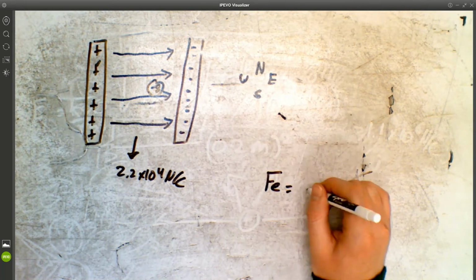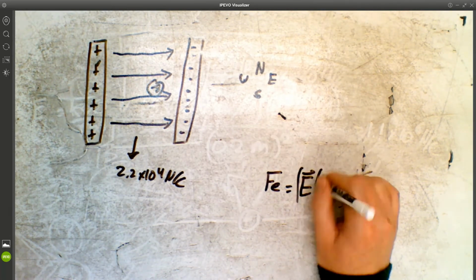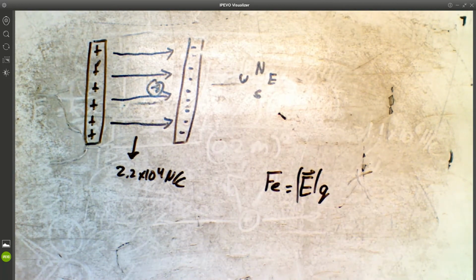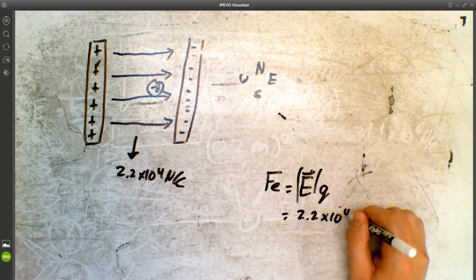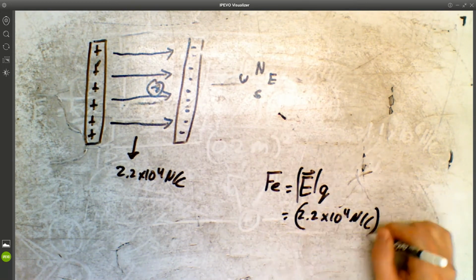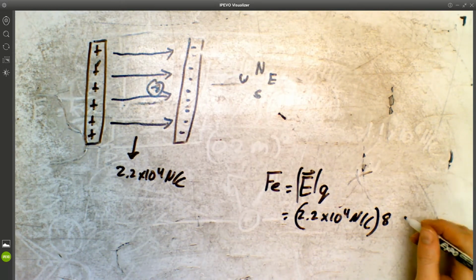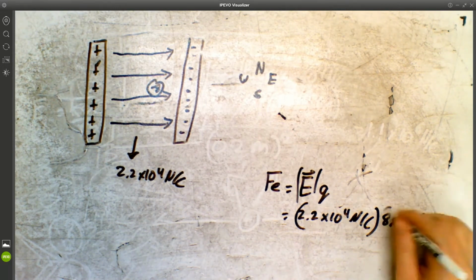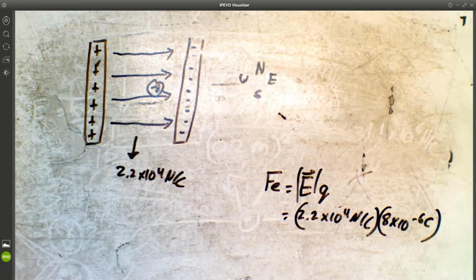So Fe equals EQ, right? That's usually how I write it out. I don't know why they write it the different way in the formula. So my electric field is 2.2 times 10 to the 4 newtons per coulomb. My charge is 8 microcoulombs, so times 10 to the -6 coulombs. Remember, don't put in positives and negatives for charge. We'll figure out direction after.